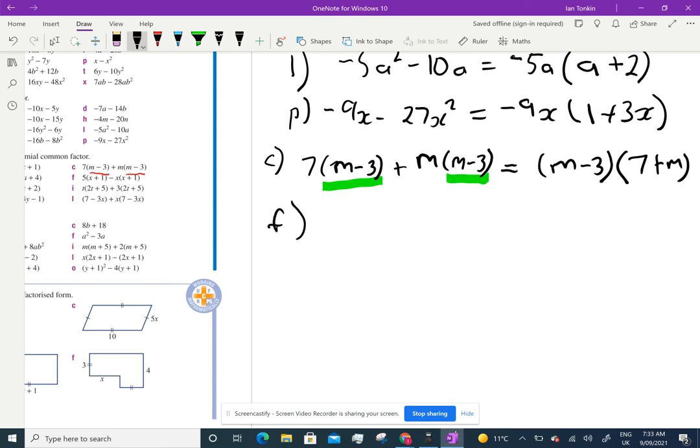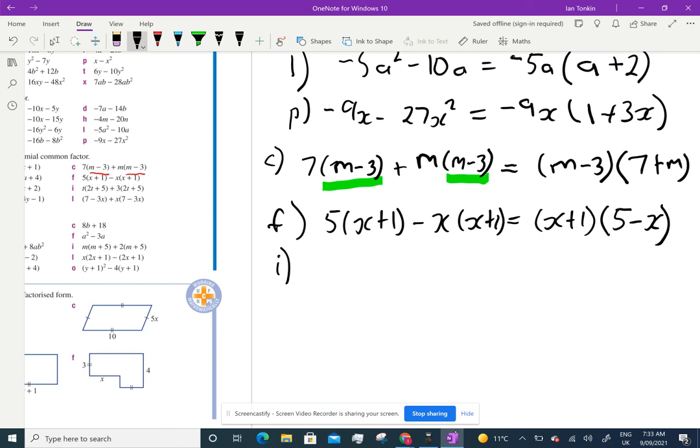F. 5 times x plus 1 minus x times x plus 1. We'll take the whole bracket out the front, x plus 1. What are you left with? A 5 and a minus x.